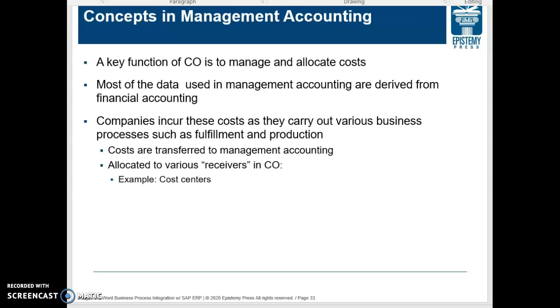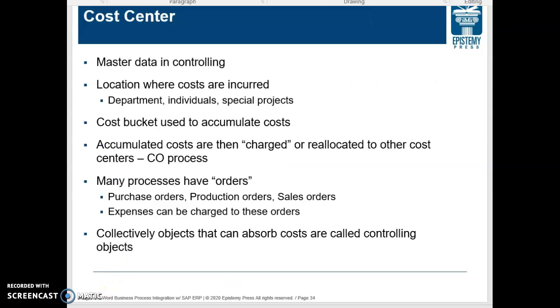So another important part: we've talked about financial accounting, then there's also the management accounting or controlling process. This talks about managing and allocating costs. Most of the data used in management accounting comes from financial accounting. So companies carry out different processes, and they need to keep track of this money so they can figure out if they're making money or losing money, or how much things are costing them. So we do this by creating cost centers.